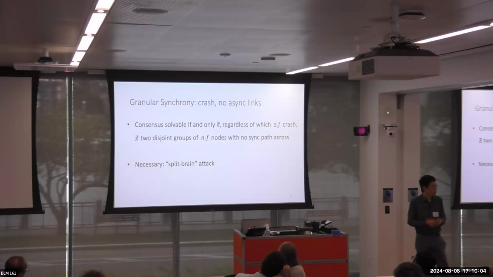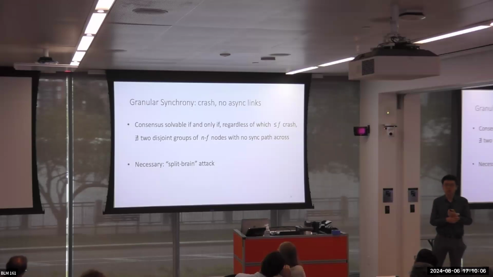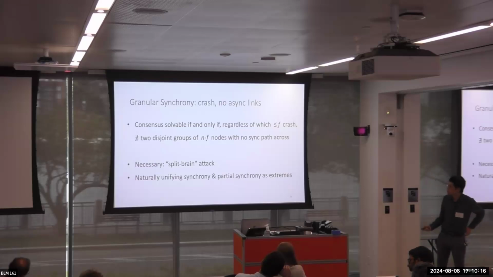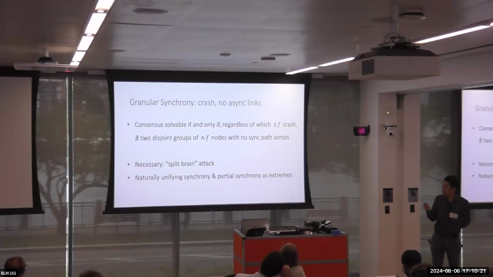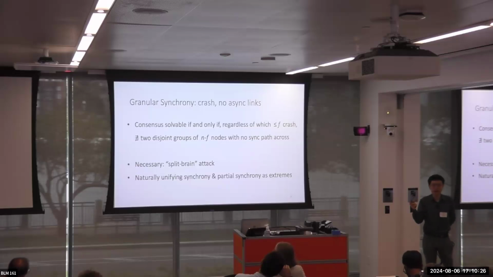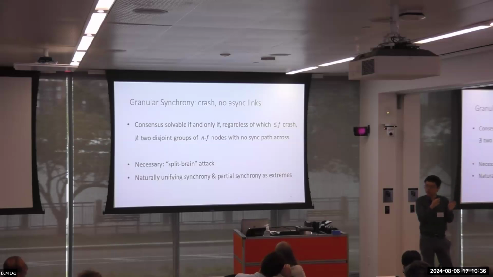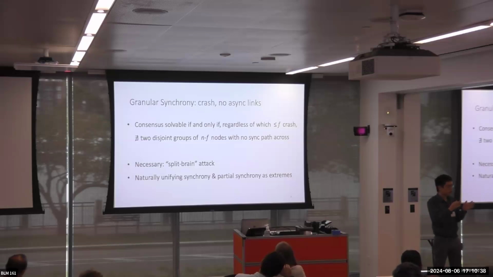The next thing I want to draw your attention to is that this condition is a natural unifying framework for synchrony and partial synchrony. If we're in standard synchrony, where every single edge is synchronous, then you will never be able to find two groups that are not connected by a synchronous path. So this condition always holds and consensus is always solvable. That matches the classic result that in synchrony, you can tolerate any number of crash faults.